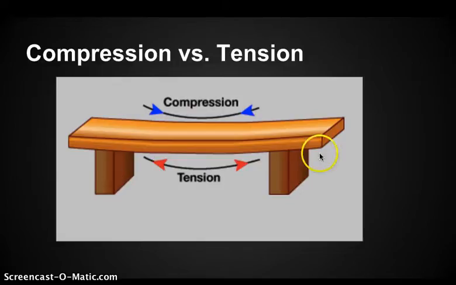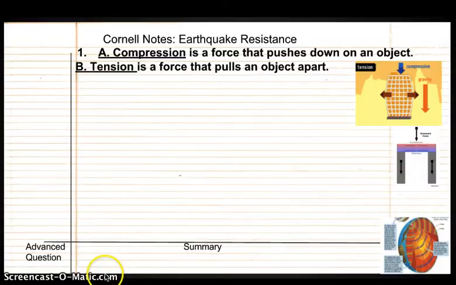That's something to think about as you build. How far are your support beams from your actual building? Maybe if you move them closer, there's going to be a little less compression and less tension. The original sentence won't show up here, but this is the one you can write: compression pushes down on an object. You can write the question what is compression, or what is tension.